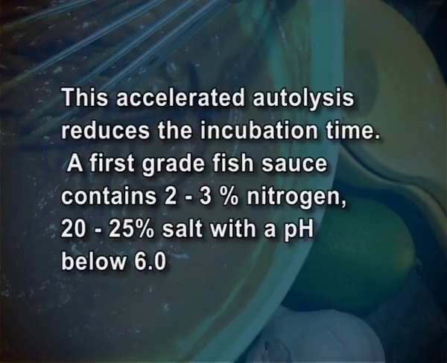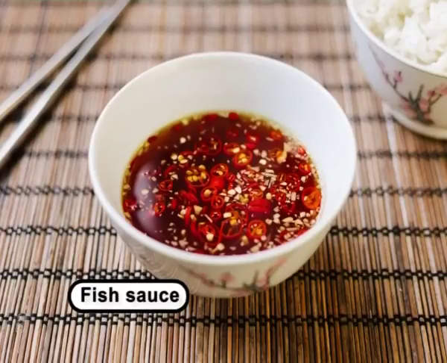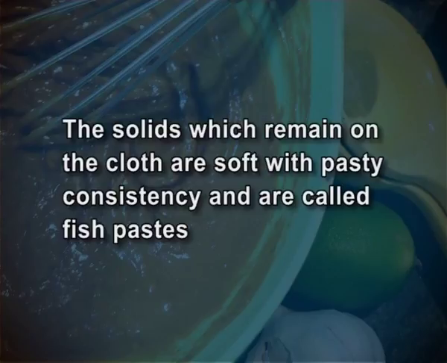A first-grade fish sauce contains 2 to 3% nitrogen, 20 to 25% salt with a pH below 6.0. The liquids, which will have a malty odor and golden yellow color, are termed fish sauce. The solids, which remain on the cloth, are soft with pasty consistency and are called fish pastes.